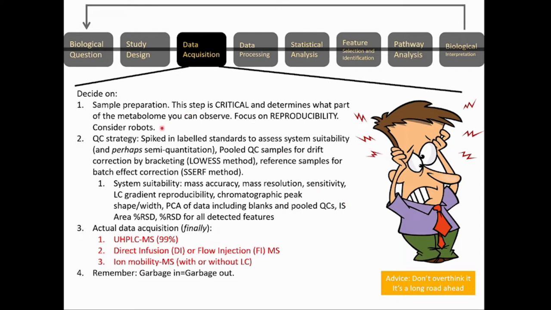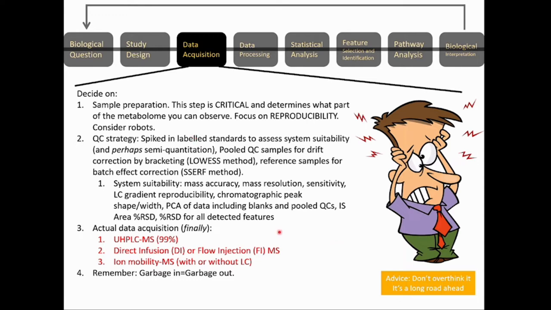The critical step is to decide how you're going to prepare the sample. In the case of the traumatic brain injury study, we were taking blood from the animals and then producing serum. And it's a critical step. It has to be done reproducibly. If it's not done reproducibly, you're going to see that in the data set. So if you're going to be doing this in thousands of samples, consider using some sort of automation.